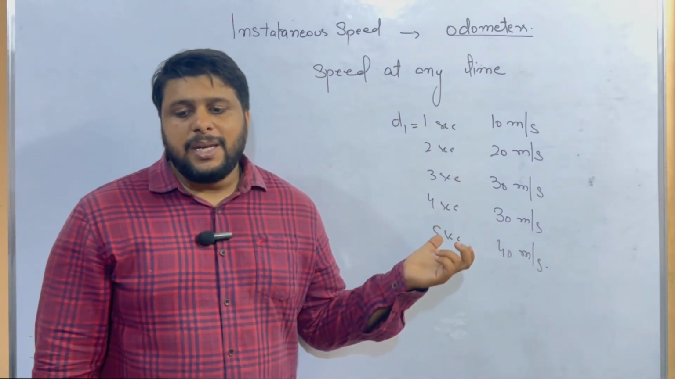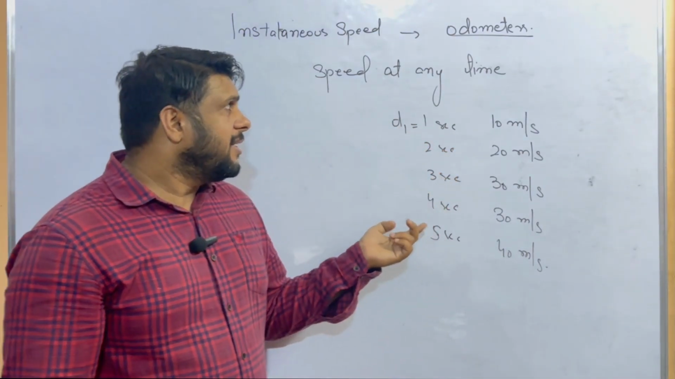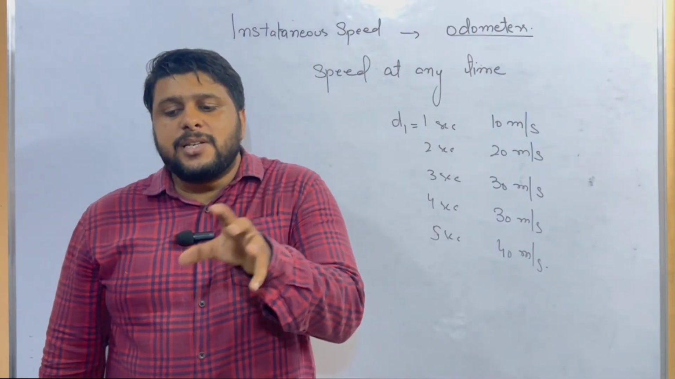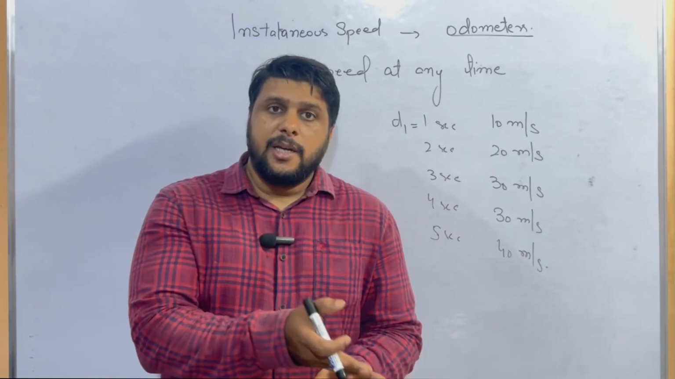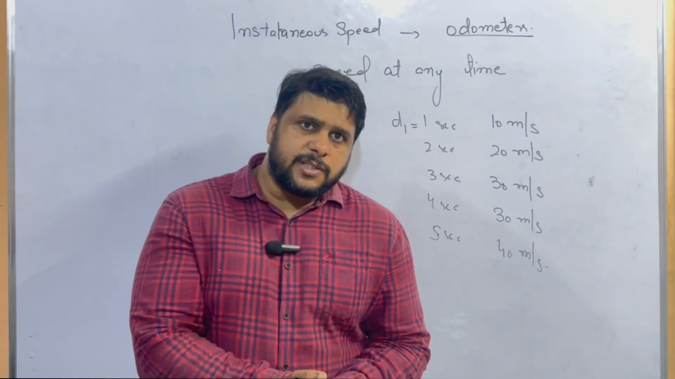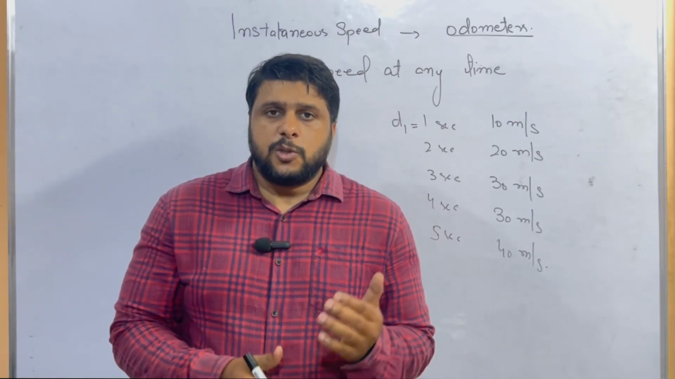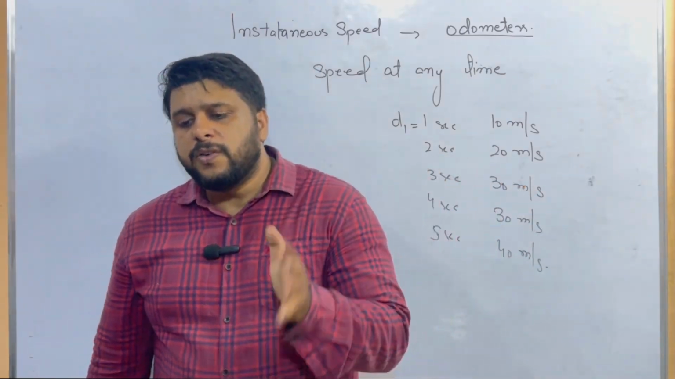Okay, so this is the meaning of instantaneous speed, and you guys understand that it is a function of distance. Okay, meaning with time how the distance is changing. So speed is a function of distance, and instantaneous speed is also a function of distance.